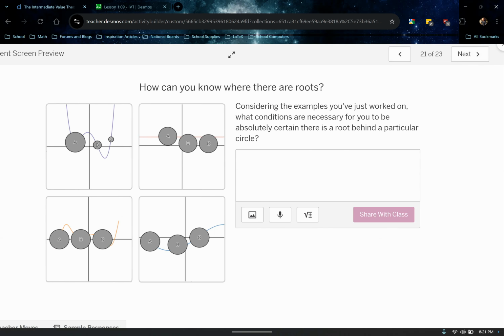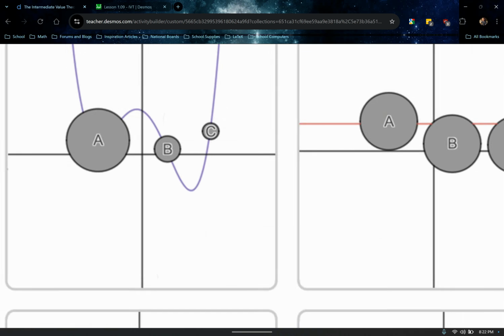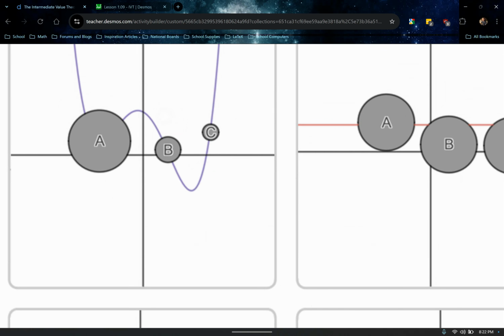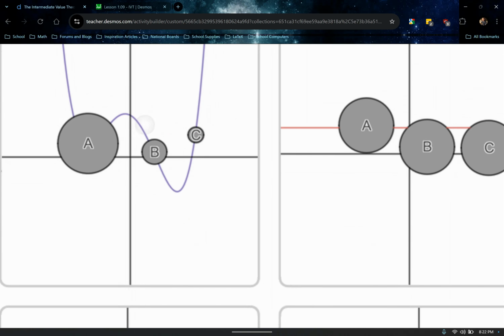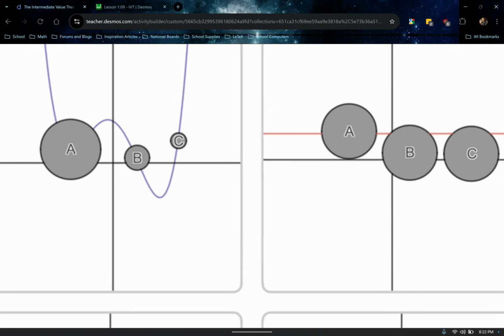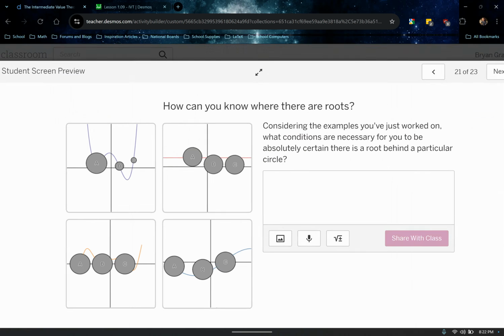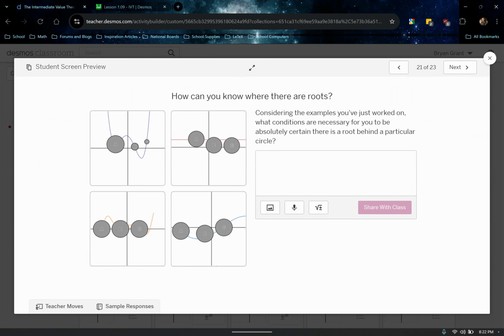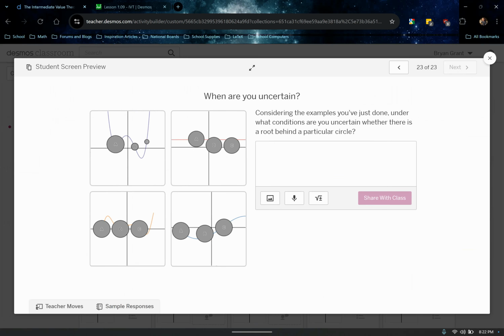Well, I think one thing that needs to happen is, if we look down at this purple graph, right above B, we had positive y values, and below B, we had negative y values. So I think on one side of the giant circle there, we had positives. On the other side, we had negatives. And of course, the other thing that had to happen was our function had to be continuous. Otherwise, we just didn't know. There was too much uncertainty.